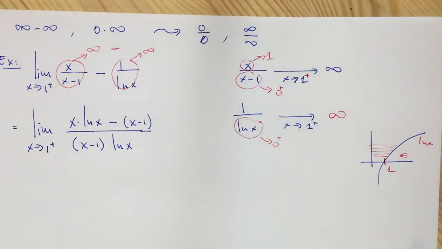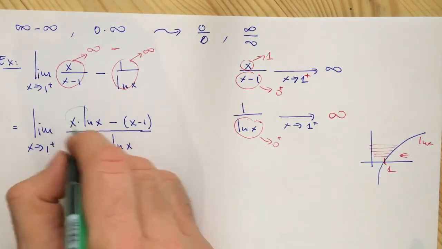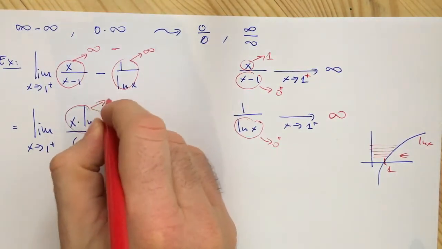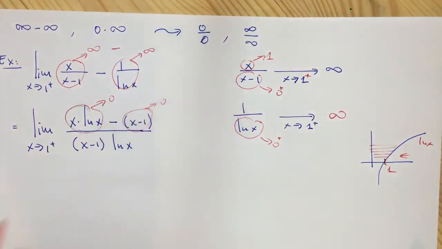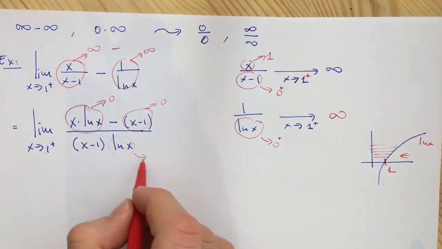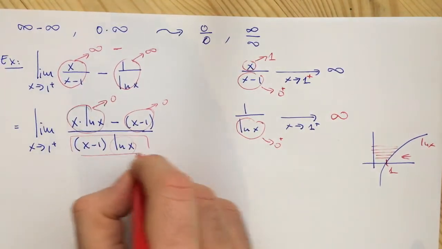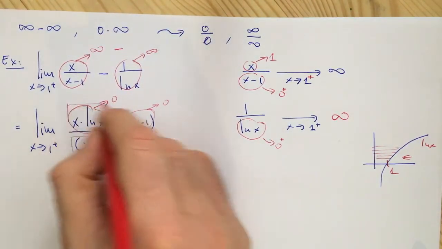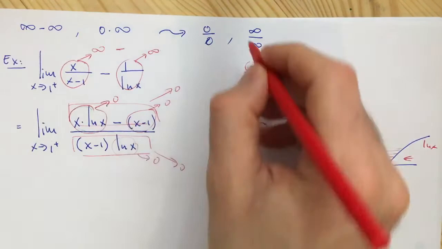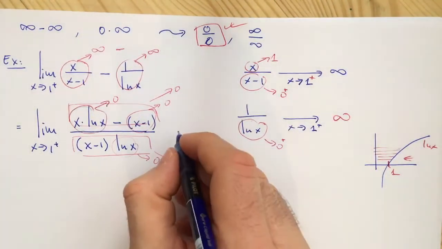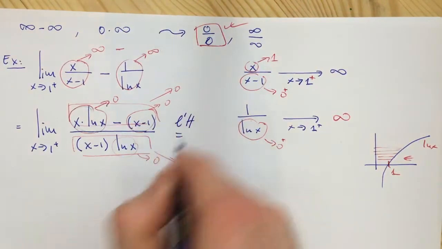Now if you send x to 1, well, this term we already know that it's going to go to 0, and 1 minus 1 goes to 0, so 0 minus 0, the whole numerator goes to 0, and this factor goes to 0, which means that the whole denominator goes to 0, right? So the denominator goes to 0 and the numerator goes to 0. So we have this case right here, which allows us to use the L'Hopital's rule.